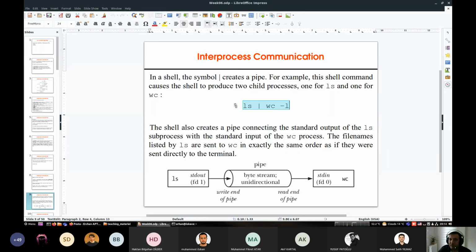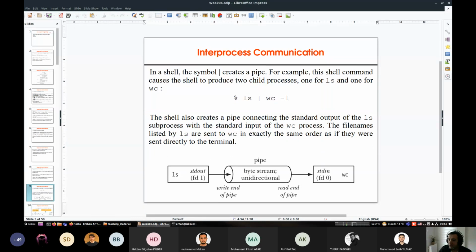So what it did was it executed ls, it took the output of ls, and it gave it as input to the word count command. So basically we created a pipe, just like you see it at the bottom of the slide. The output of ls became the input of word count. So basically we have a pipe there.